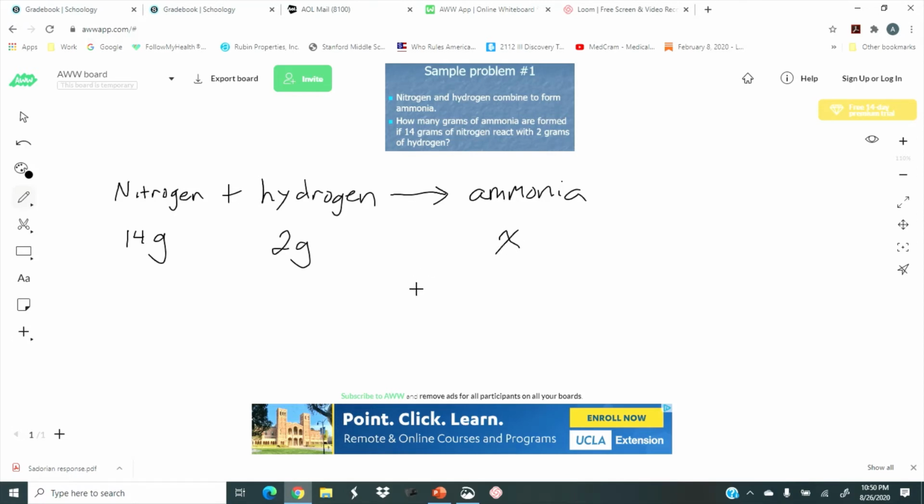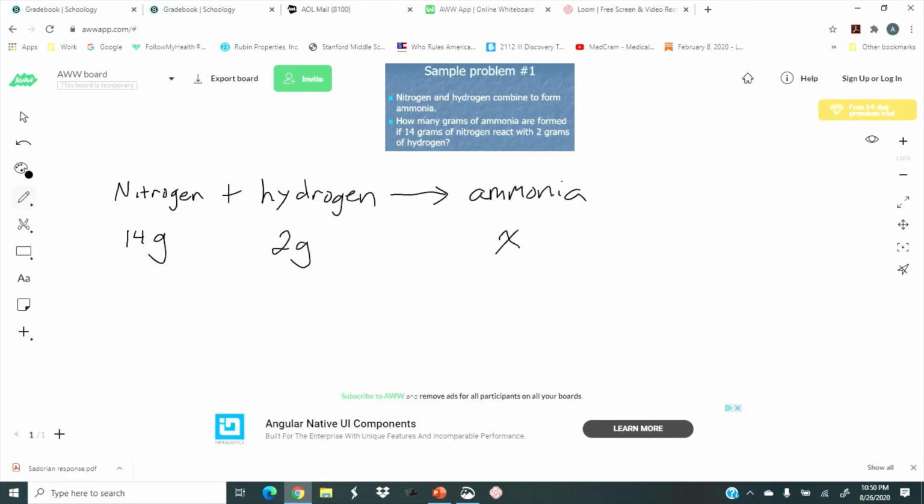We're looking for it. So what we know is that if I add up the two substances here on the left of the arrow, the two reactants, they should equal the mass of the products. Well, there's only one product, and that is ammonia, and that's what we're looking for. So our X, ammonia, is the 14 grams from the nitrogen plus 2 grams of the hydrogen. Add those two together, you're going to end up with 16 grams. That's going to be our X. That's the mass of ammonia.